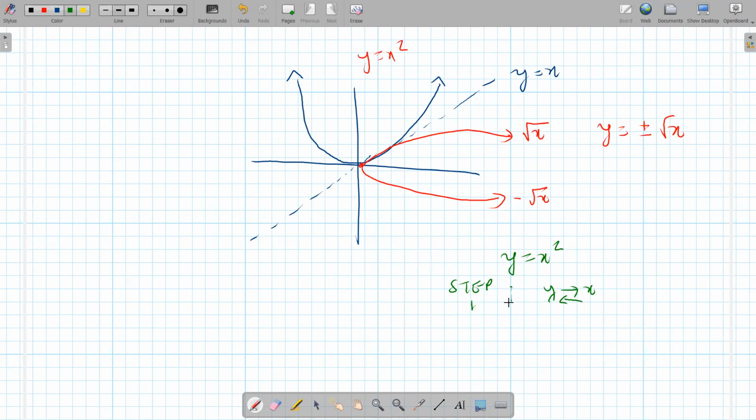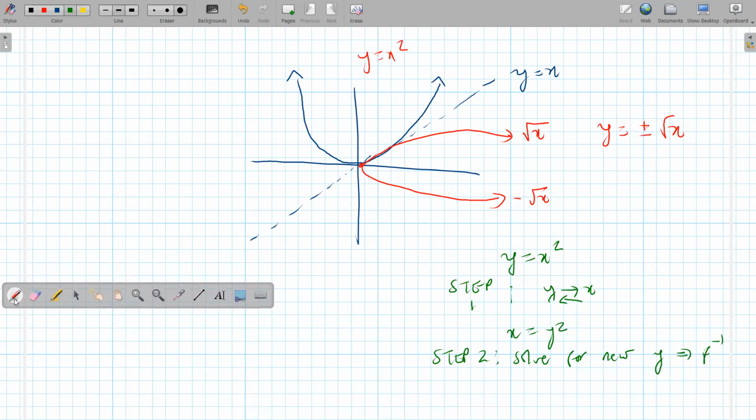And then what does this equation become? X equals y squared. Yeah, exactly. X equals y squared. And then step 2 is to solve for the new y, which is your f inverse, or the inverse function. So we're not allowed calculators either. Yeah, that's fine. We don't need a calculator.